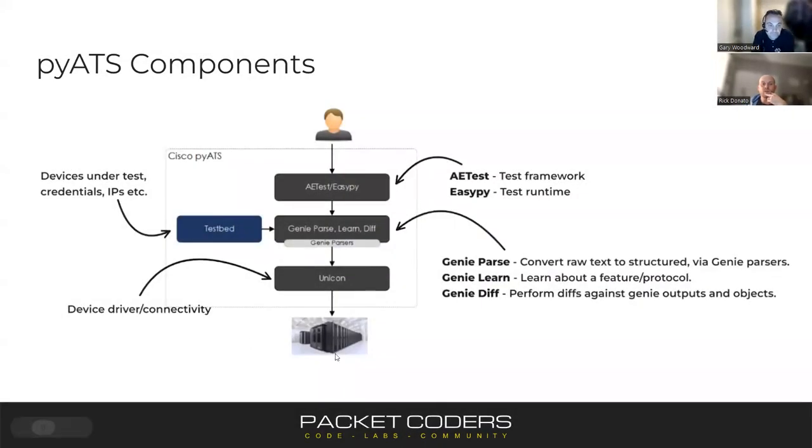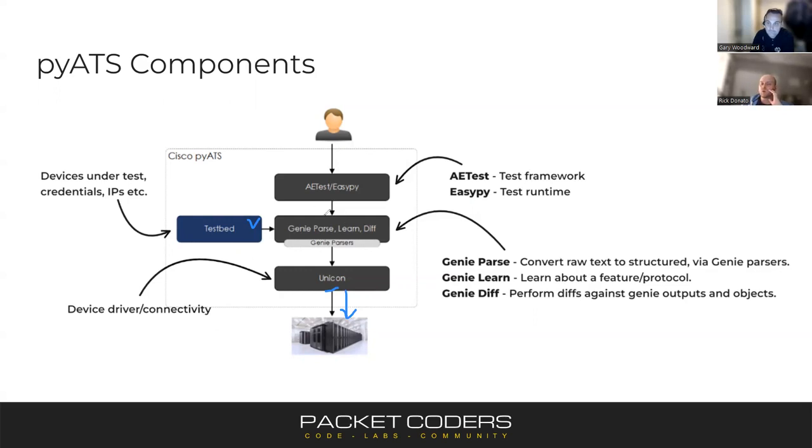So we've got the main components here. There's lots of other things within the pyATS framework, but if we get these core components under our belts, then everything else is going to make sense. So we have Unicon, which is the device driver for connectivity out to the network. We have our testbed, and our testbed is all about the devices that are under test, and that's going to contain credentials, IP addresses, slightly synonymous to an inventory within Nornir or Ansible.